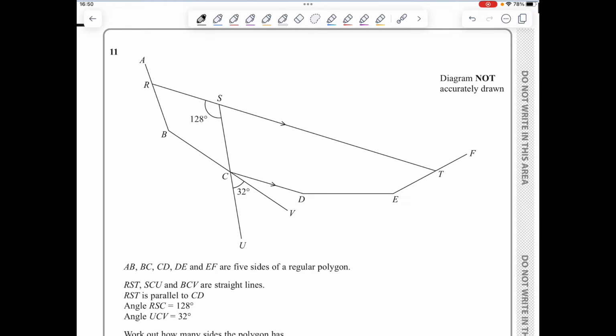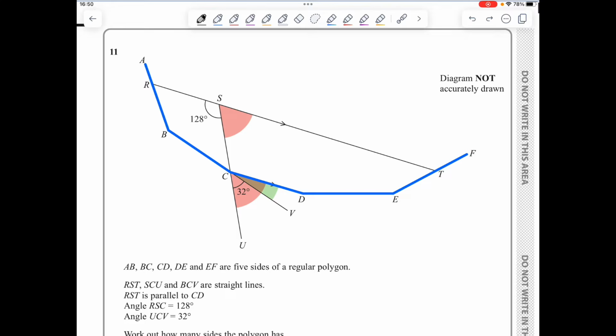For question 11, the 5 sides of the regular polygon are the following. And to find the number of sides of the polygon, I will work with the exterior angle, and more specifically this one. And to find this green angle, I'll use the fact that I have parallel lines and hence corresponding angles. These two are corresponding.